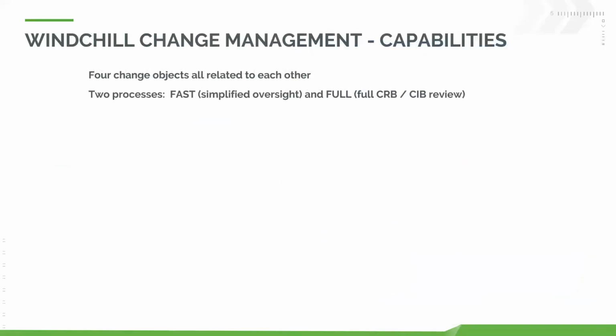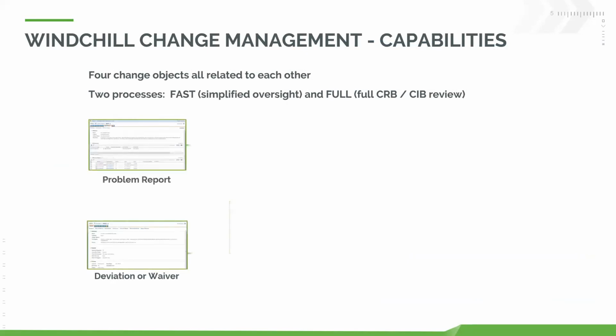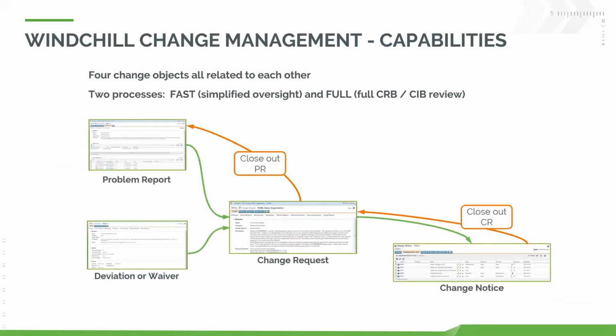And you have a couple different change objects that do this, and they're all related to one another. You could do this for a couple different processes. You could do a fast track, which is more of a streamlined, quick process, or you could have a full change review board type process. So first of all, you have problem reports here. These can be put into Windchill to let designers know that there are some issues or problems that have been reported for that particular design or product, which is optional, right? The deviation or waiver, that's something else that's also optional. And it's a temporary change to a process or a product.